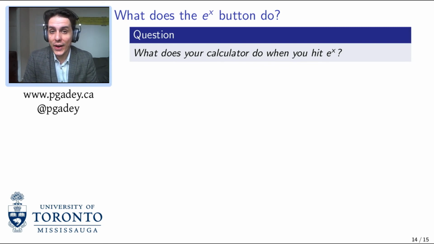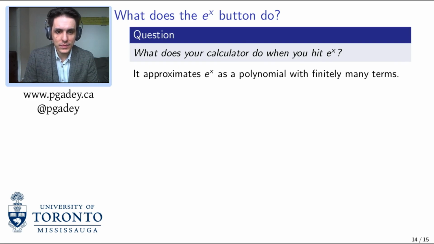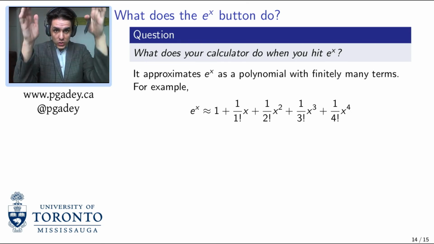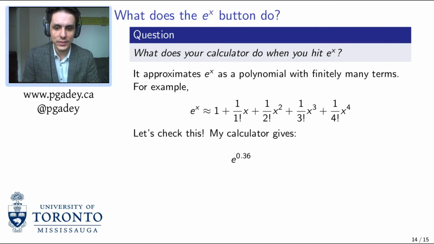Now we come to the big philosophical question of today's lecture. What does your calculator do when you hit e to the x? Well, calculators can add, they can multiply, so they can evaluate polynomials. What our calculator does is approximate e to the x as a polynomial with finitely many terms. Let's check this out. We could take the first 4 terms of the Maclaurin series for e to the x. We're going to take our whole infinite series, chop it off, and make a finite polynomial out of it.